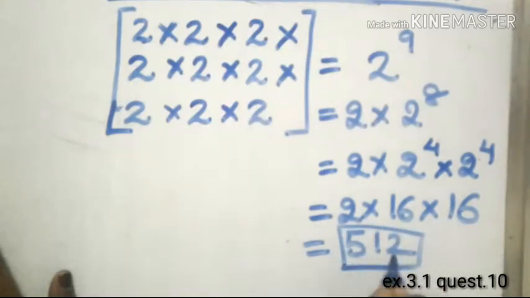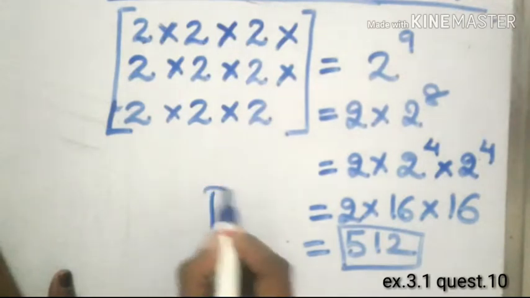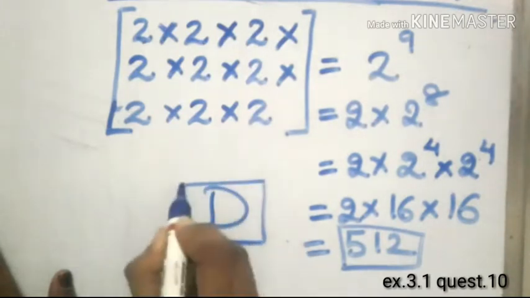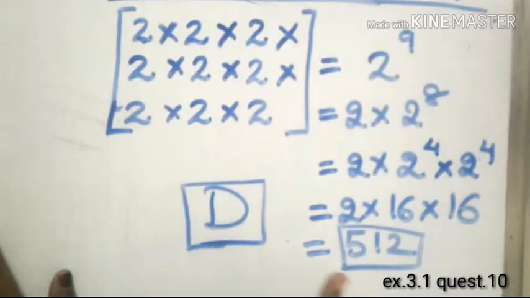So there are 512 matrices of the order 3 by 3 which you can construct with entries either 0 or 1. So that's a huge number actually. So the correct option is option D, which has 512. So these many matrices are possible of the order 3 by 3 with entries as 0 or 1.